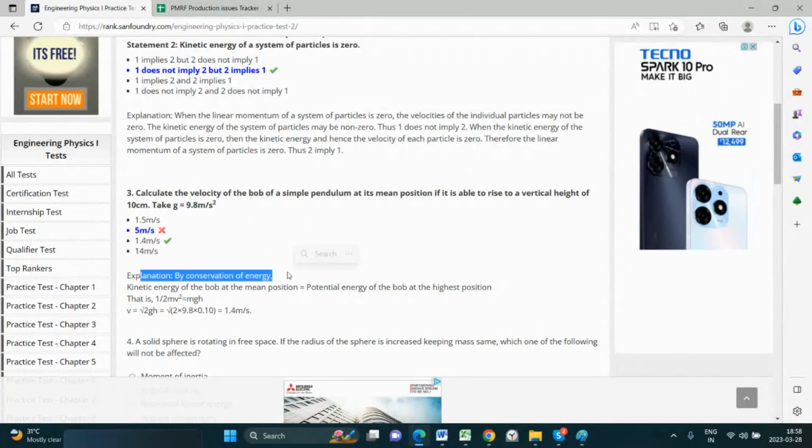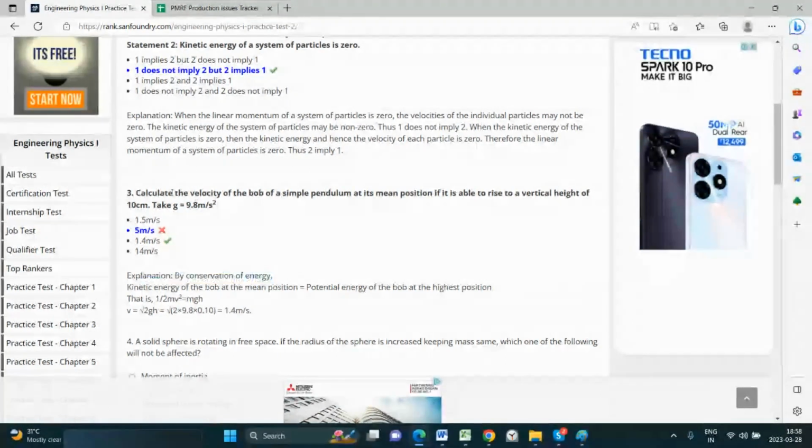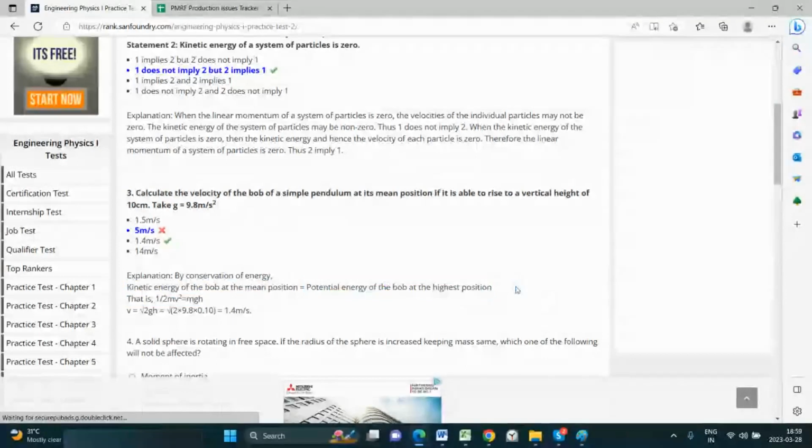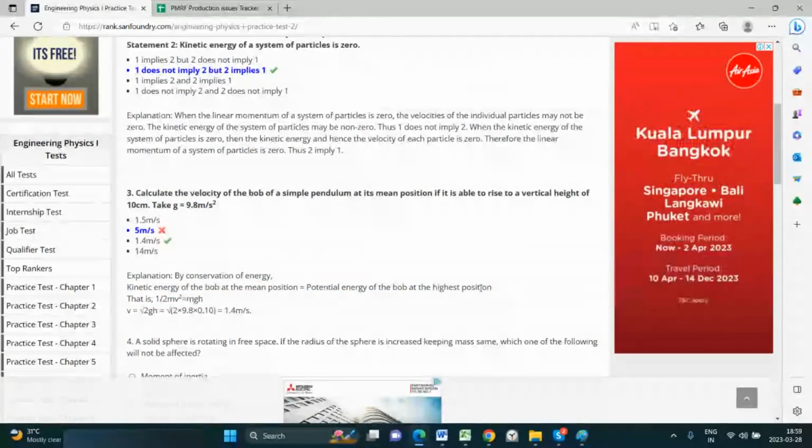This is conservation of energy. The pendulum needs some energy to move. What happens to the kinetic energy? The mean position is the standing position, where it just stays. Then that is equivalent to the potential energy of the bob at the highest position. At the mean position, the energy is highest.